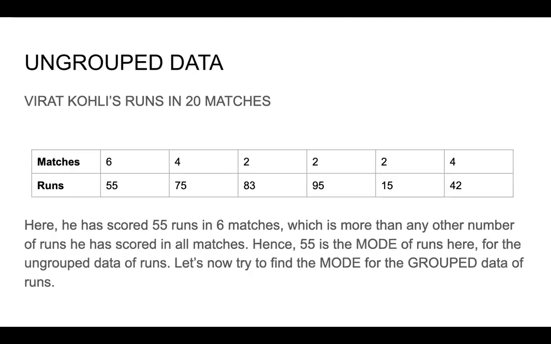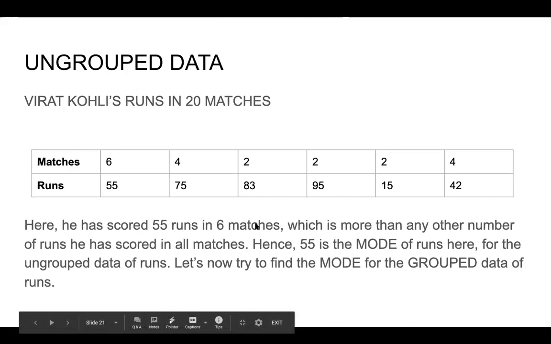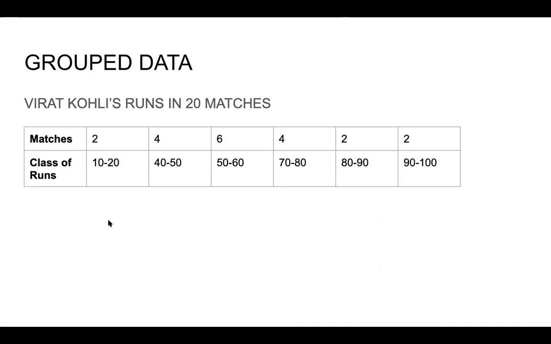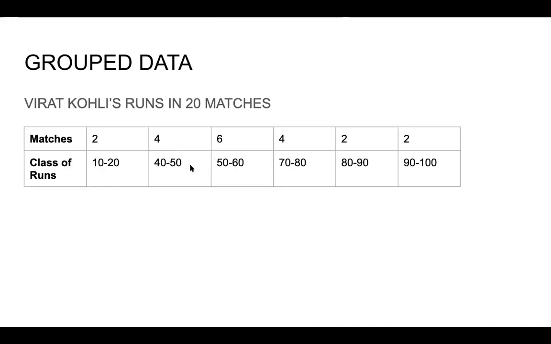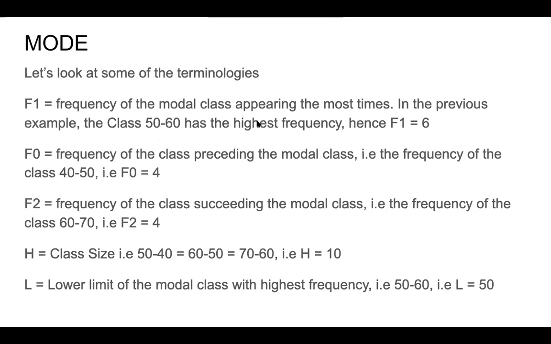Now this was for the ungrouped data. So now we know what is ungrouped and what is grouped. In ungrouped data, he scored 55 runs in the most number of matches, so 55 is the mode. In grouped data, we will group the data again. In 2 matches he scored 15 runs, so 10 to 20 is the class. In 4 matches he scored 42 runs, so 40 to 50 is the class, and the frequency is 4. This is the class, and we have arranged it in ascending order. That is important, that you arrange it in ascending order first. Now let us look at some of the terminologies to find the mode.